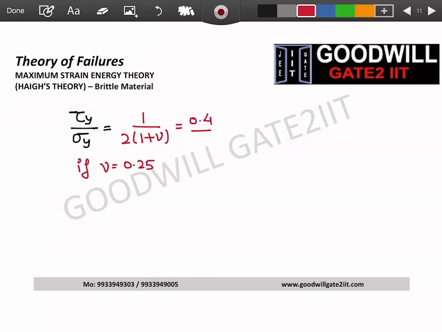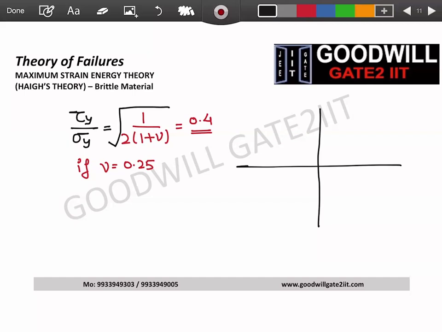So the graph, oh, there will be a root here. Okay, maybe, sorry, maybe I have missed it. I don't have the formula with me. Sorry. Can you tell me, are you getting 0.4 with an under root or without an under root? There is a square root, right?